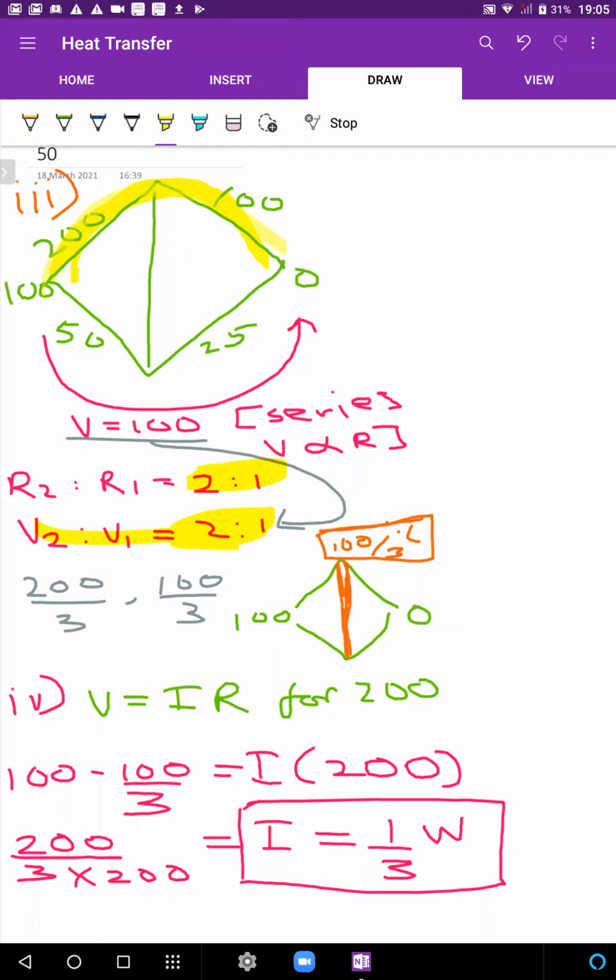Now divide 100 in the ratio 2 is to 1, and you get 200 by 3 and 100 by 3, that is 66.67 and 33.33. Okay? 200 by 3 and 100 by 3 should be the potential differences. So either decrease 200 by 3 from 100, or increase 0 by 100 by 3. Either way, what will be the temperature of that junction? 100 by 3. It is 200 by 3 away from 100 and 100 by 3 away from 0. So the temperature of that junction will be 100 by 3.